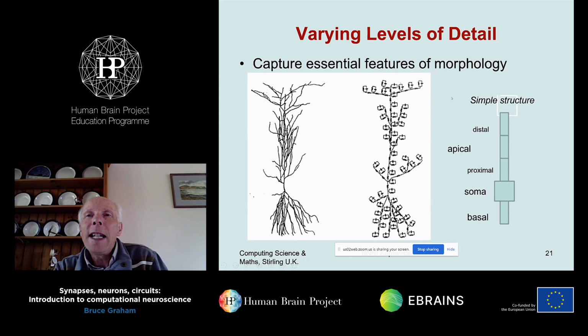So you would think, and it's true, you can capture the essence of this morphology in a much simpler structure, using a few compartments to capture the main morphological features of a neuron. And that is something that you could certainly do. The two main reasons why you might want to do this: A, it's computationally much simpler, so it's quicker to simulate these simple neuron models.